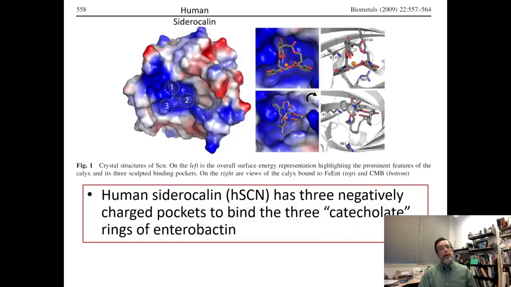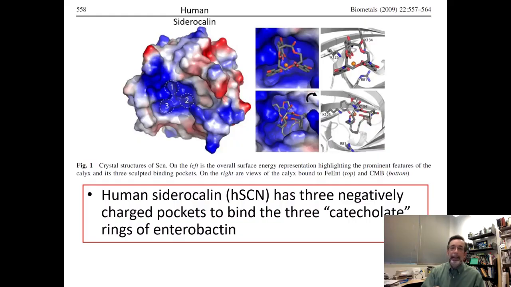And so how the siderocalin works is it has one big pocket that has sort of 3 little pockets inside it, sort of a triangle, and you can see it's negatively charged to bind all of these red oxygens that are on the siderophores. And those are there because they have to bind the iron in the middle of things. And so they found the structure of human siderocalin bound to both enterobactin and to carboxymycobactin, which is CMB.